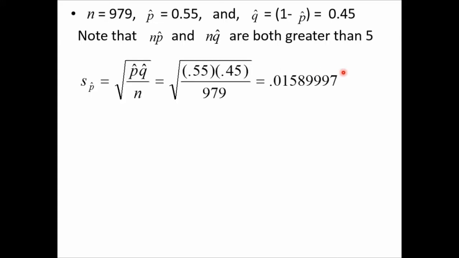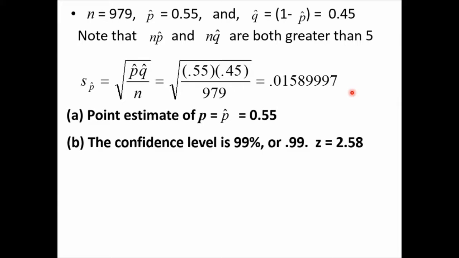So the first step is we need to calculate the standard error, which is part of the interval estimate. It's equal to the square root of p hat q hat divided by n, or the square root of 0.55 times 0.45 divided by n, which is 979, and that gives us 0.016. Now, the point estimate, as we know, is 0.55. But the interval estimate has to be calculated at a confidence level of 99%.